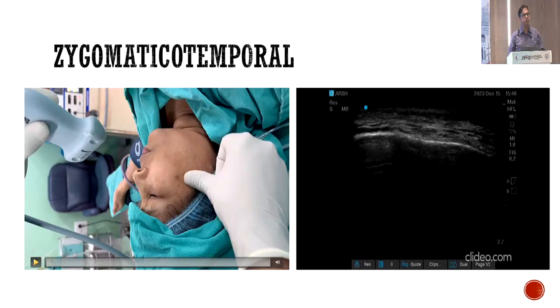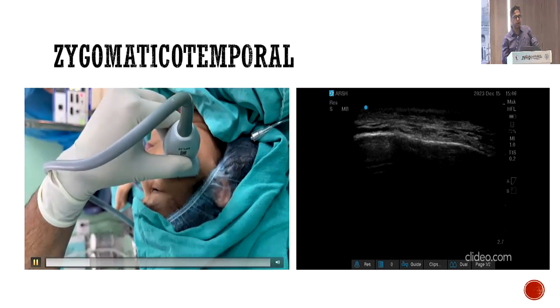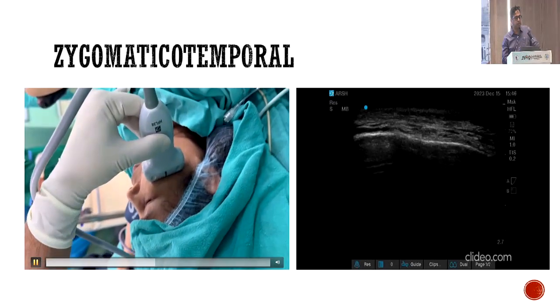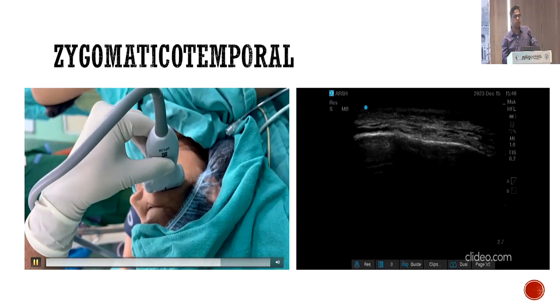For the zygomaticotemporal nerve, we put the probe on the zygomatic arch, which should look like a white hyperechoic line. And as soon as we move up, the lateral part of the zygomatic arch, the white hyperechoic line, will stop being visible, and only the medial part of it will be visible. So you will start with the zygomatic arch, keep the probe on the zygomatic arch, and then we will move up.